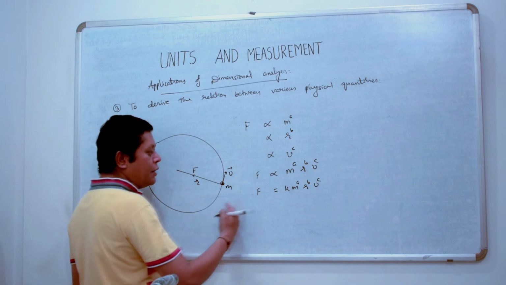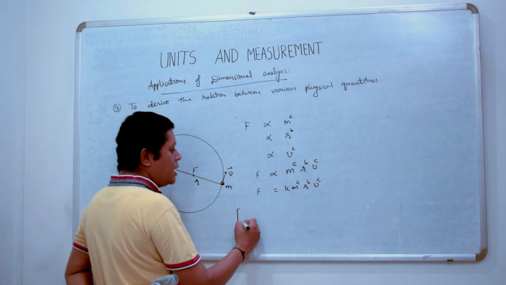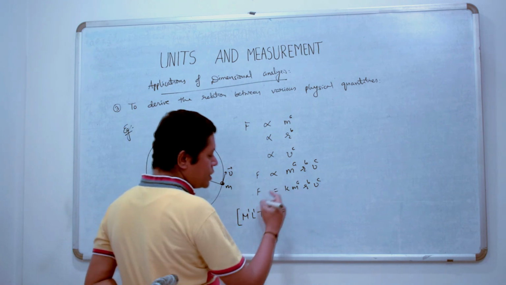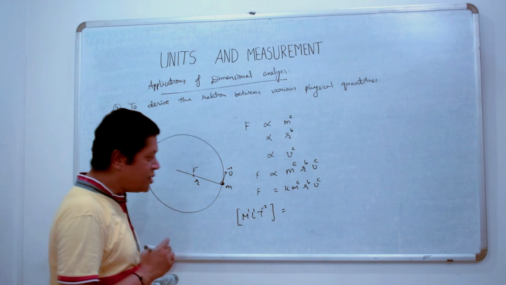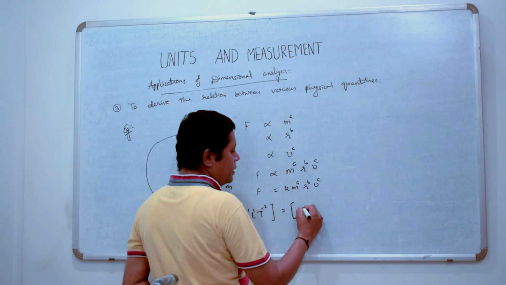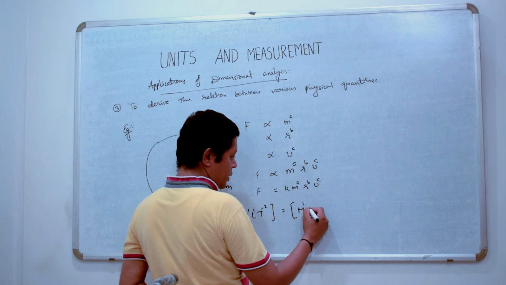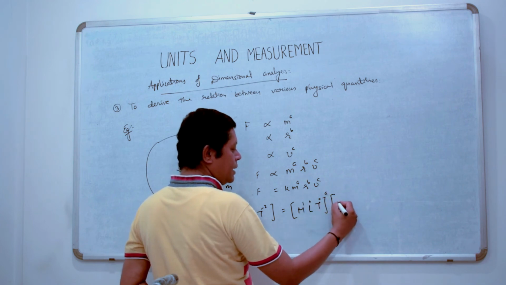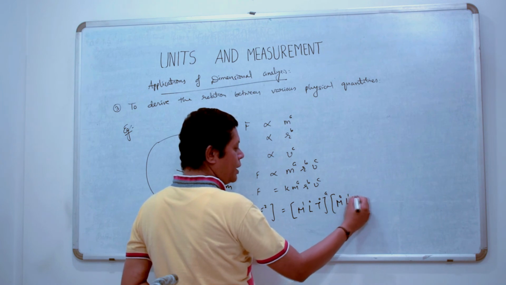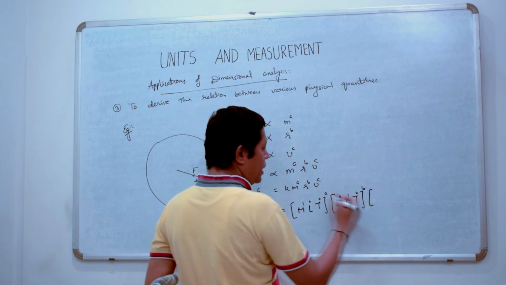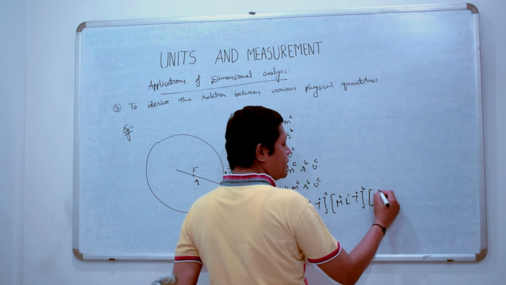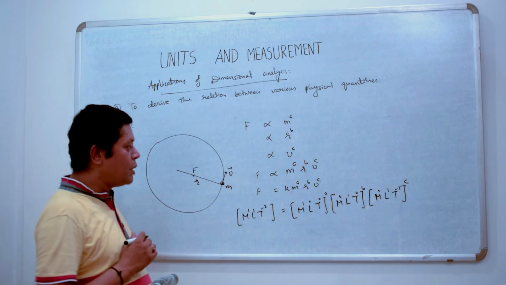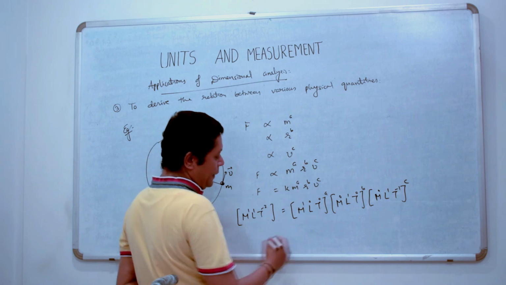Now on both sides we put the dimensional formula of these physical quantities. On the LHS, the dimensional formula of force is M^1 L^1 T^-2. On the RHS, k is the proportionality constant and it has no dimension. M is the mass, so its dimensional formula is M^1 L^0 T^0, to the power a. R is the length, distance, so M^0 L^1 T^0, to the power b. And v, velocity, is M^0 L^1 T^-1, to the power c. These are the dimensional formulas of m, r and v.